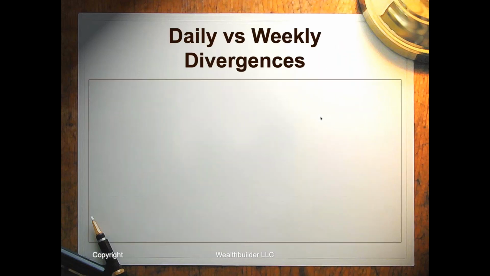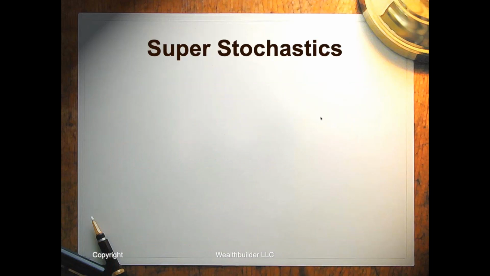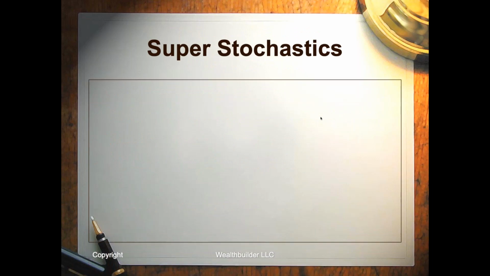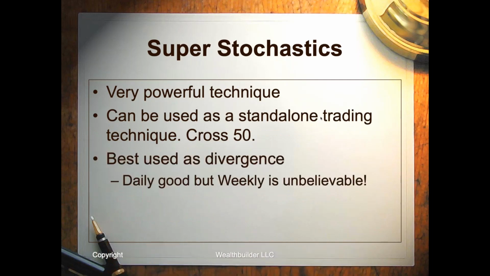Okay, daily versus weekly. Let's wrap this up. Very different meanings. Daily means a short-term counter trend move. Weekly is a major trend change or major counter trend trade that's very, very tradable and profitable. Okay, so let me wrap up some stuff because unfortunately I'm running out of time. It's a very, very powerful technique if it's used correctly. You can use it as a standalone trading technique when it crosses the 50, but use a longer term stochastics. Best used as divergence. Daily is good, but weekly is unbelievable.